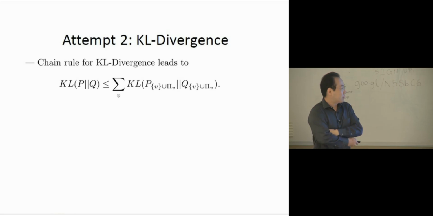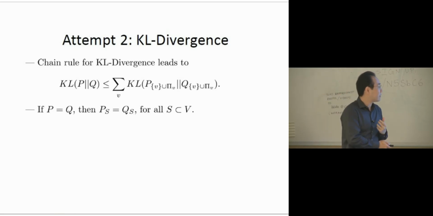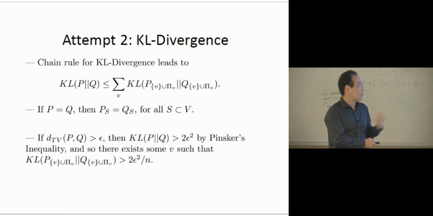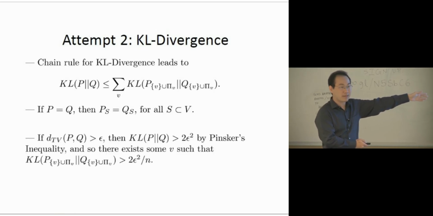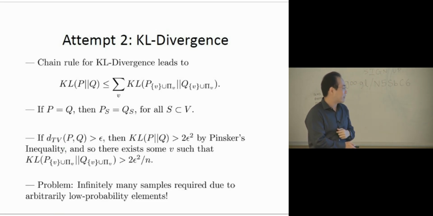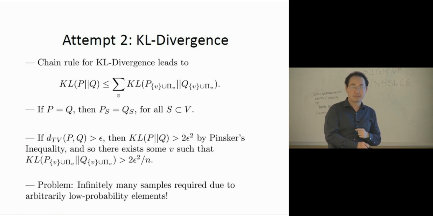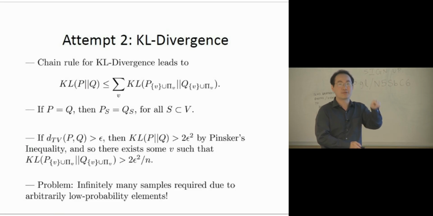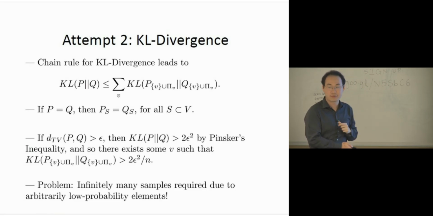We can get linear. So maybe the second attempt is KL divergence. The chain rule allows us to get a similar subadditivity inequality, and we can argue the same way: if they are far away, then the KL is also far away by Pinsker's inequality, so we can localize the KL onto some neighborhood. But actually, KL tests require infinitely many samples due to arbitrarily small, low-probability elements. You have this log P over Q, so there's this term in the denominator which breaks things.